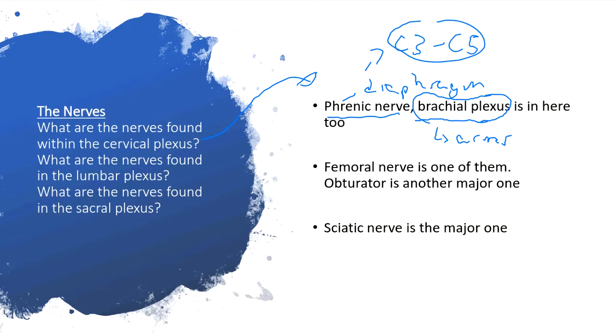Next, what are the nerves found in the lumbar plexus? The main ones for the lumbar plexus are the femoral nerve and another one, the obturator. What are the nerves found in the sacral plexus? The most important one here is the sciatic nerve. That is the major one that comes out of the sacral plexus.